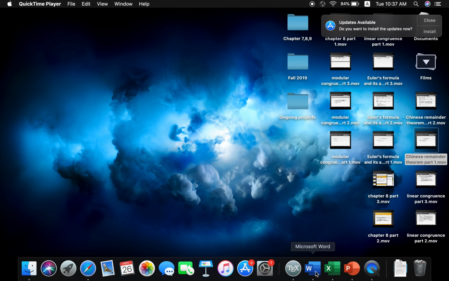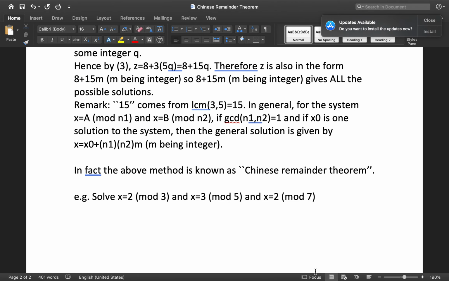Okay, so we continue and solve the system of linear congruence equation, just as we did in the last part of the video. So now we want to solve the problem x congruent to 2 modulo 3, x congruent to 3 modulo 5, and x congruent to 2 modulo 7. So that is a system of three linear congruence equations. So how can we solve it?